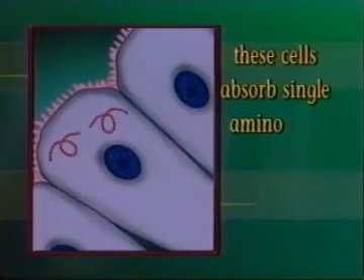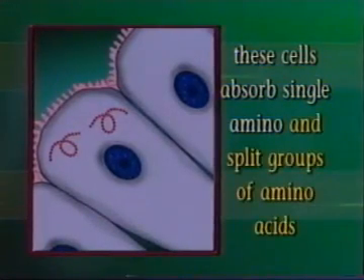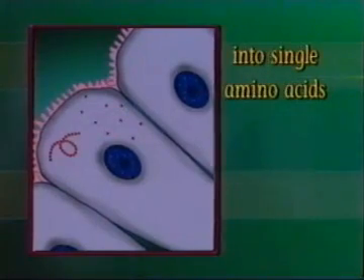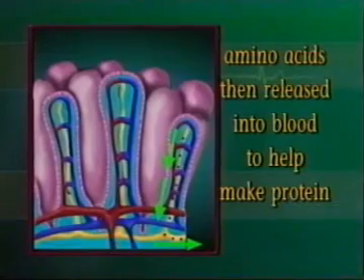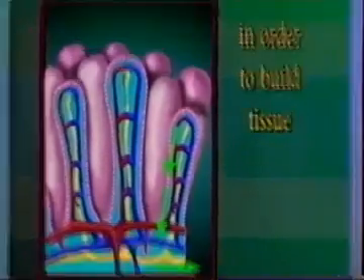These cells absorb single amino acids and split groups of amino acids into single amino acids. Then those amino acids are released into the bloodstream to help make protein in the body in order to build tissue.